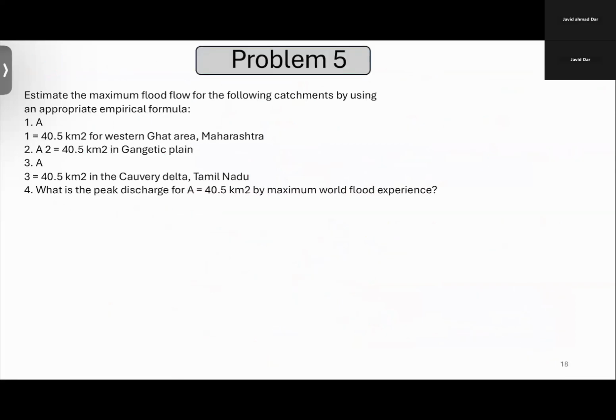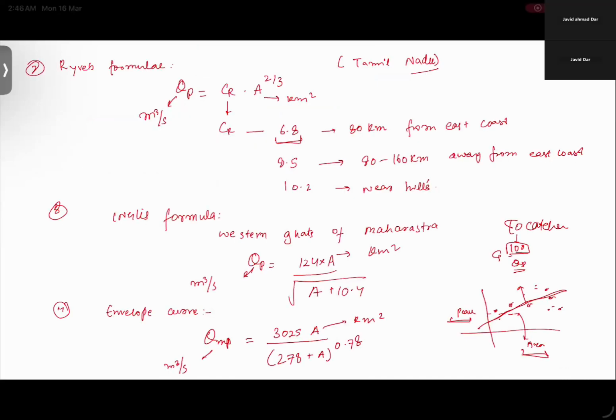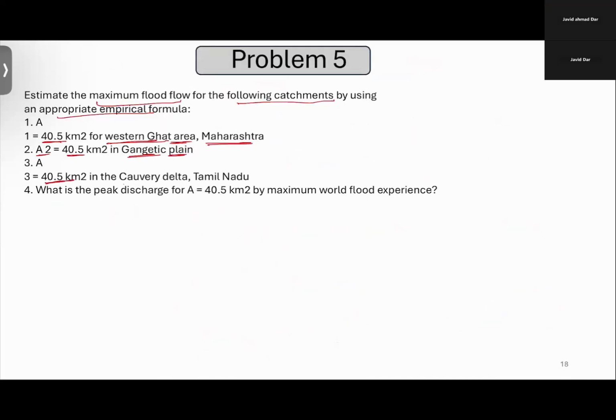Now we can do a problem on this. Let's say you have to estimate the maximum flood flow for the following catchments using an appropriate empirical formula. In the first one, your area is 40.5 kilometers square and it's located in the Western Ghats area, that's Maharashtra. In the second, the area remains the same at 40.5 kilometers square, but this catchment belongs to the Gangetic Plain. In the third, the area remains the same, it's the Kaveri Delta, Tamil Nadu. And in the fourth, we have to estimate the peak discharge by the maximum world flood experience. So this is actually your envelope method.